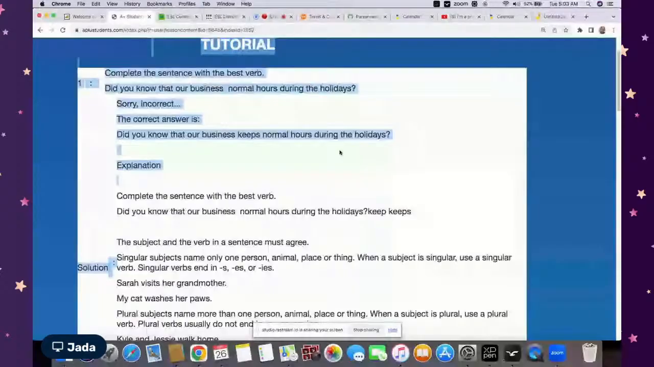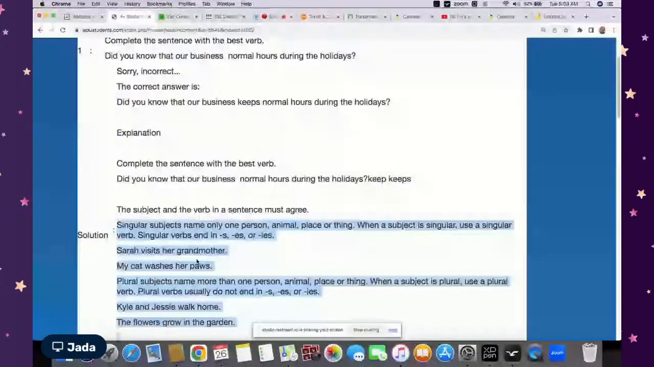Now we just need to know what the subject and the verb in the sentence are. Okay, so first you need to note that the subject and the verb in a sentence must agree. And that's why we have the topic which is subject verb agreements, so both of them must agree.